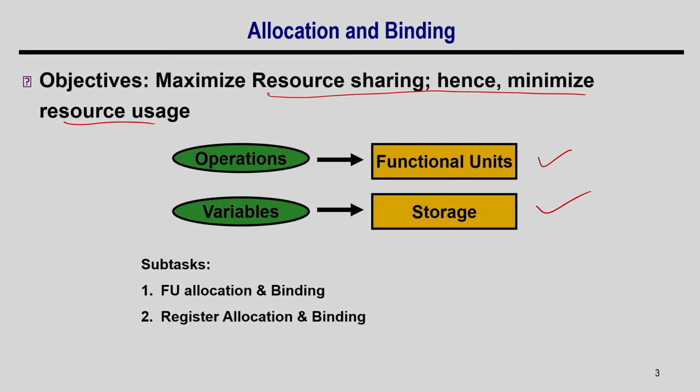And this allocation and binding has two subtasks. It is clearly understood, because operations have to be mapped to function units and variables have to be mapped to storage. So, it has two completely separate subtasks: one is FU allocation and binding, and the other is register allocation and binding. Here by register I mean the memory, which consists of both registers as well as memories like RAM and ROM. So, we are going to discuss first the FU allocation and binding, and in subsequent classes I am going to discuss the register allocation and binding.